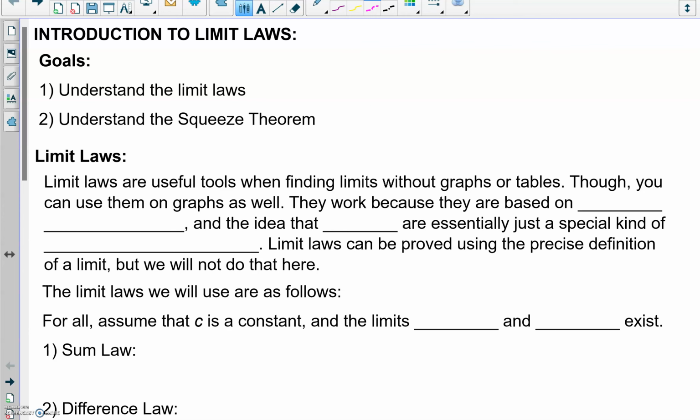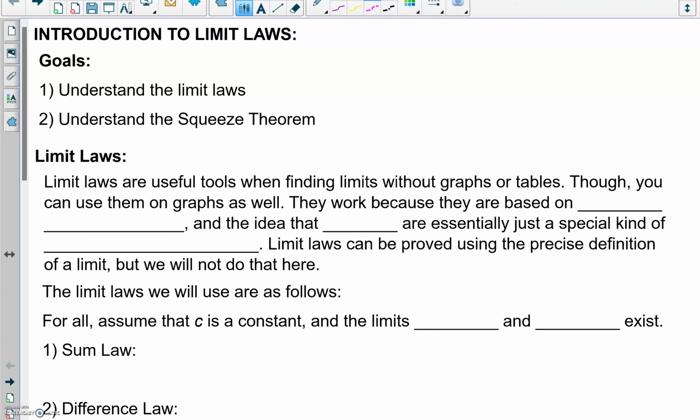Introduction to limit laws. The goals here: I want you to understand the limit laws. I'm going to go through the extensive list of them and then show you how you can use them in an example. And then after that, we're going to look at the Squeeze Theorem. Really, we're just going to introduce the Squeeze Theorem here and then show you an example of how it works. It's really useful for oscillating type functions when you're trying to find their limits.